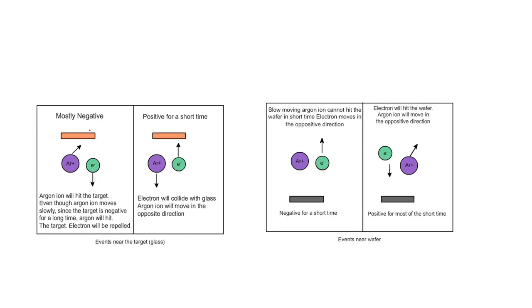So another important reason why we are using argon ion is that it is inert, and also it has a larger mass compared to other inert elements. Since it has a larger mass, we will be able to give more force bombarding the substrate, and that will help us release more atoms from the silicon dioxide surface.